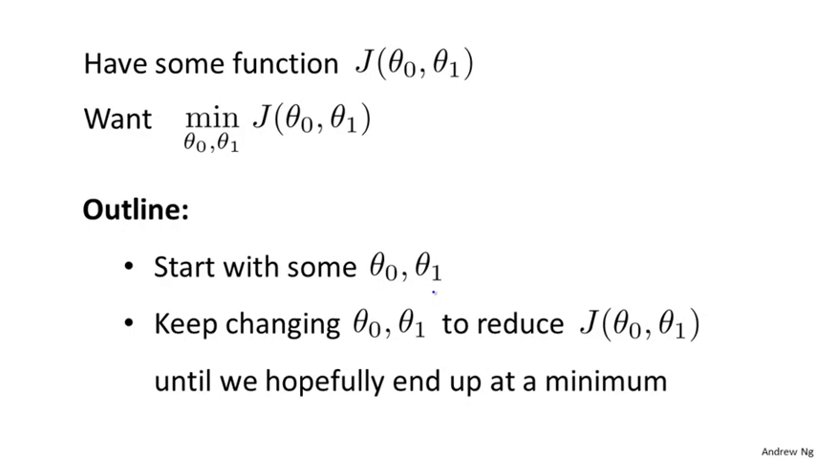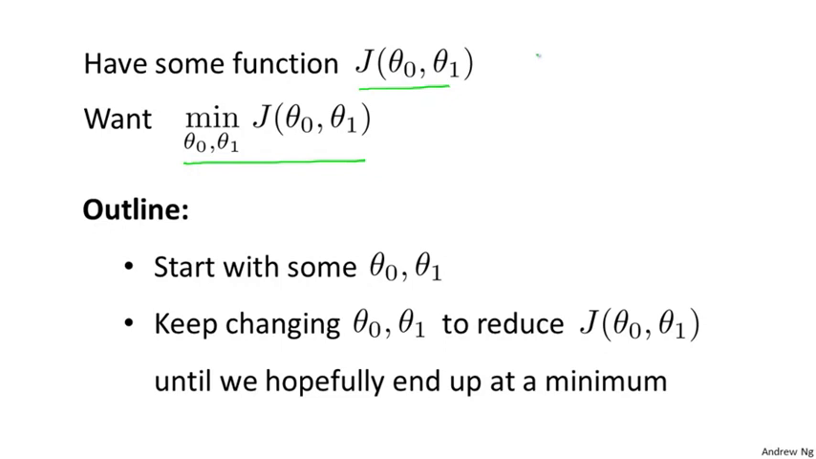We're going to assume that we have some function J of theta 0, comma theta 1. Maybe it's the cost function from linear regression. Maybe it's some other function we want to minimize, and we want to come up with an algorithm for minimizing that as a function J of theta 0, theta 1.